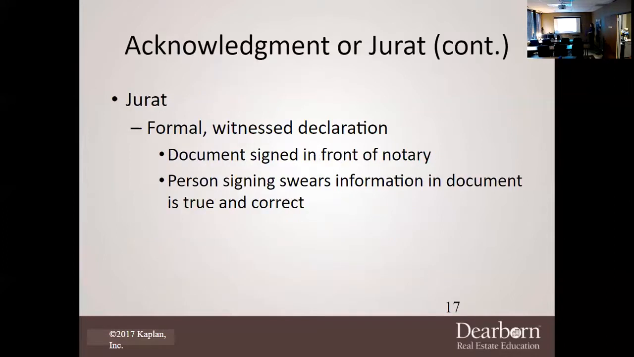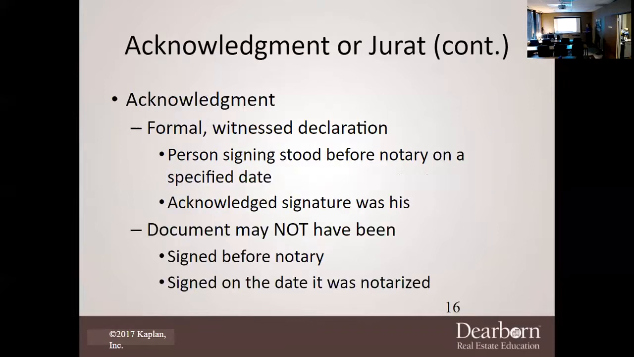A jurat is the formal witness declaration. So it's the document that's going to be signed in front of a notary, and the person signing swears that the information, see the difference here, the information in the document is true and correct. Did you see that in this previous one? No. This one, we're just stating that Travis Stahl stood in front of me, and that is him, and he signed this piece of paper. That's all it is. I'm basically saying I saw him.